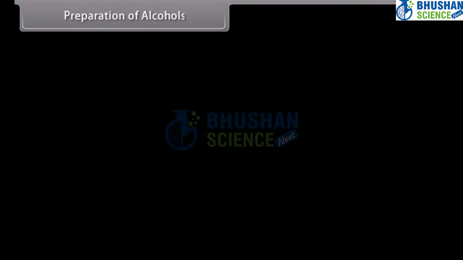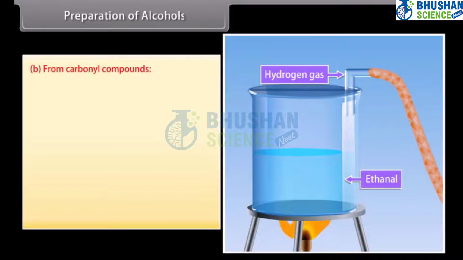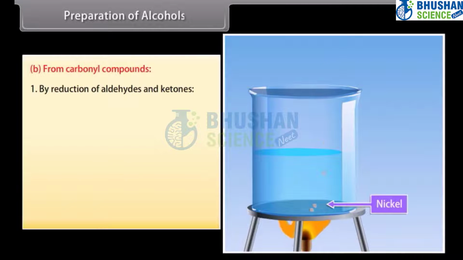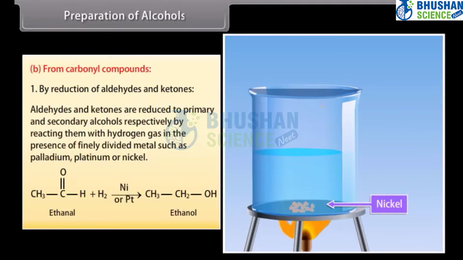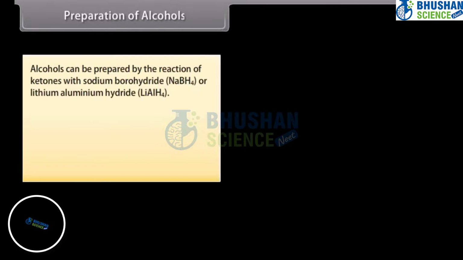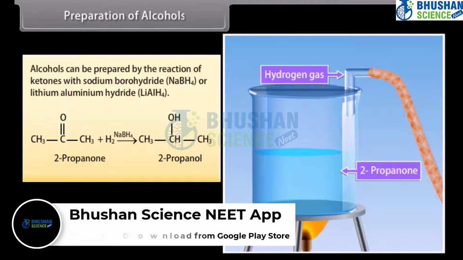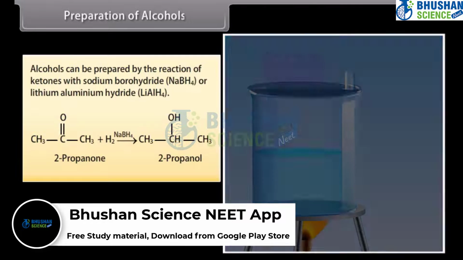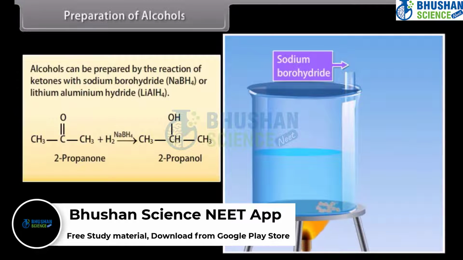Preparation of alcohols. From carbonyl compounds. By reduction of aldehydes and ketones. Aldehydes and ketones are reduced to primary and secondary alcohols respectively by reacting them with hydrogen gas in the presence of finely divided metal such as palladium, platinum or nickel. Alcohols can also be prepared by the reaction of ketones with sodium borohydride or lithium aluminium hydride.